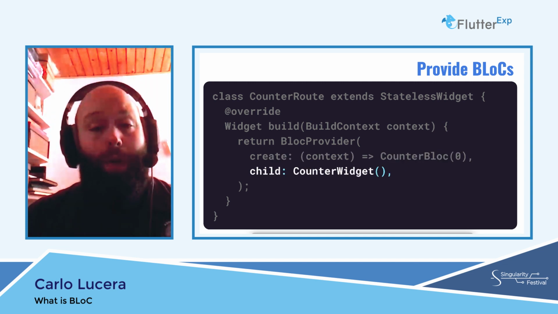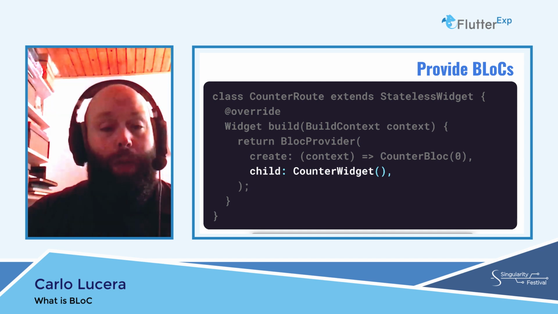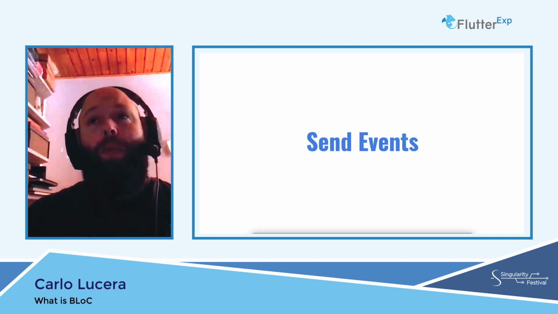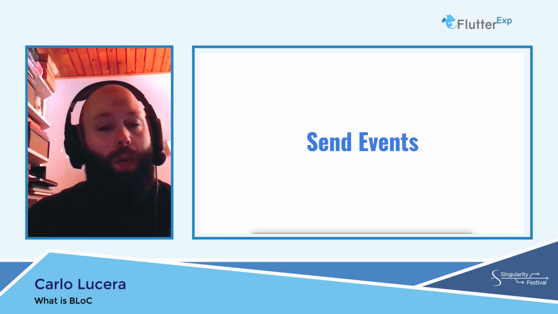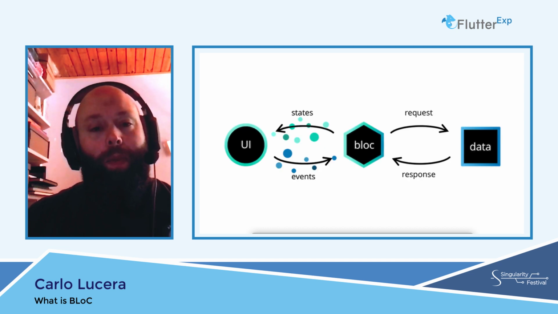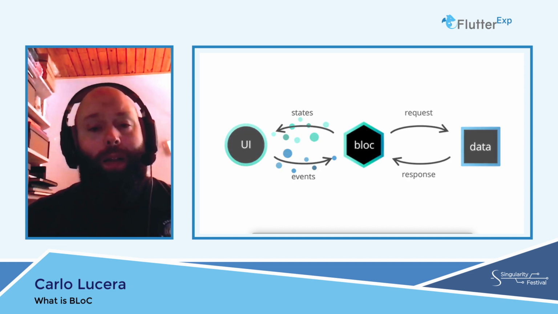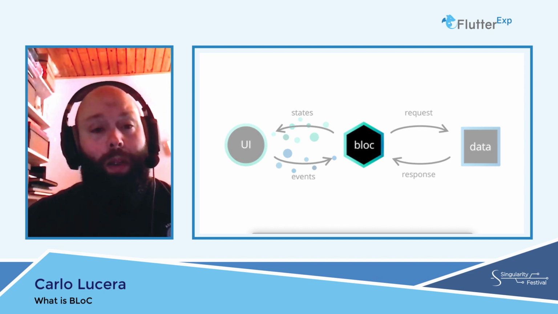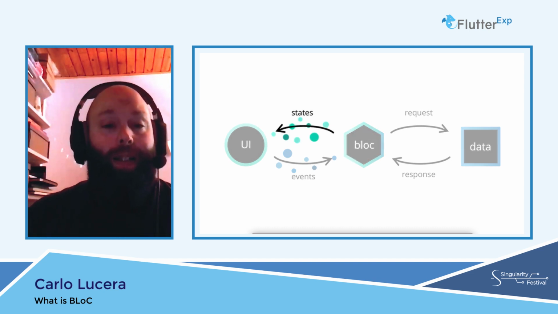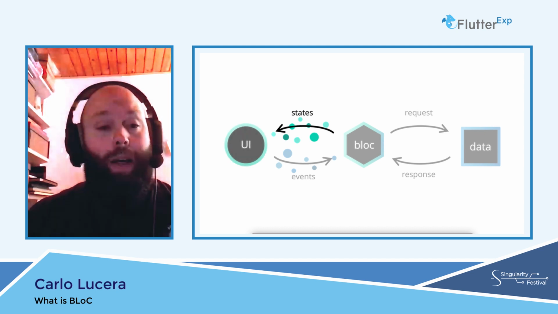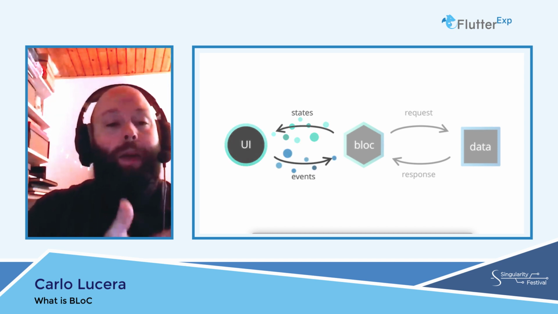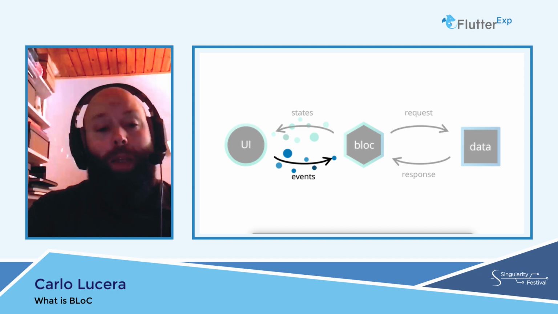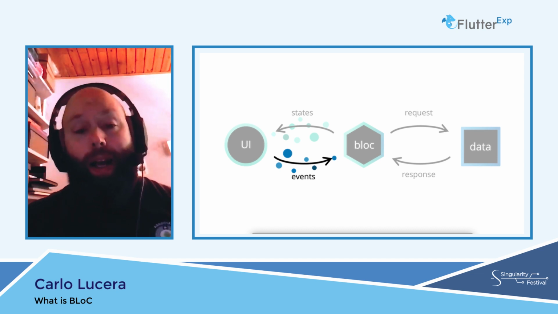Inside the child of our BlocProvider, we set our widget, and this means that we are almost ready to work. We just didn't see one thing: how to send the event. Because as we said in this scheme, we have a bloc. The bloc sends its current state to the UI, which shows it accordingly. But what are we missing here? The user does something in the UI that triggers an event that should update our bloc.